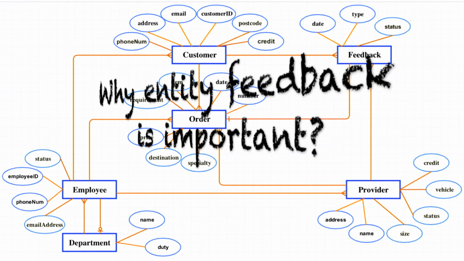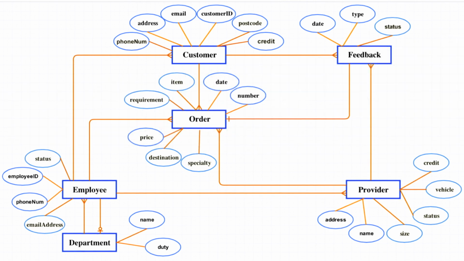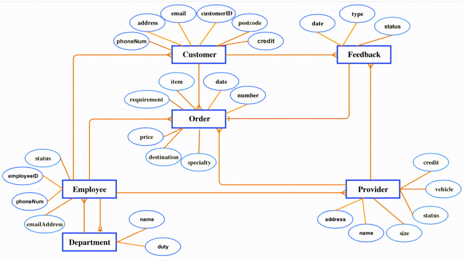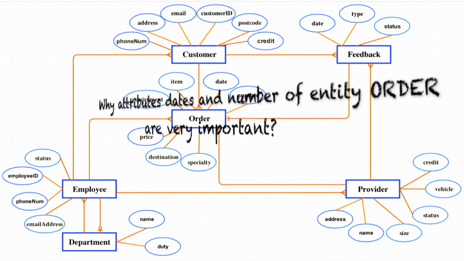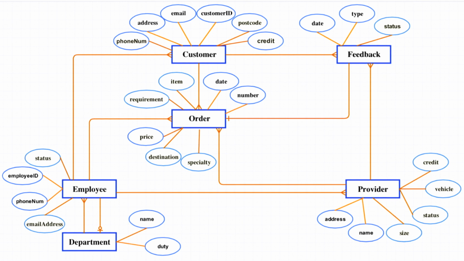And why is entity feedback important? Entity feedback, as a unique part of Shiply, can easily demonstrate credits of both customer and provider, which can secure this trade running successfully. And why are attribute date and the number of entity order important? Based on Shiply's operation system, quote number and date can influence Shiply's profit.